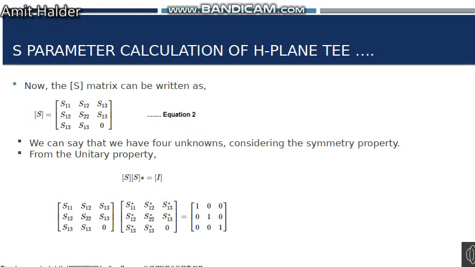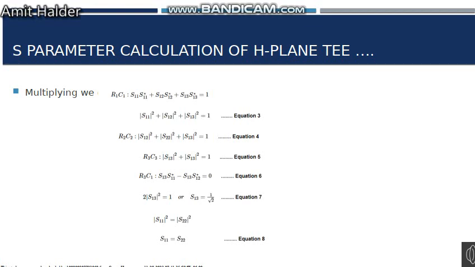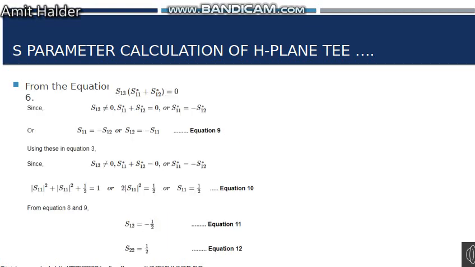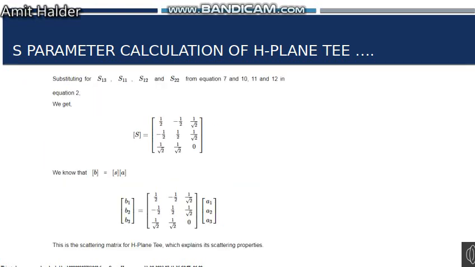Now just put in the values that you can get from the previous conditions. Now the conditions apply. You have 4 unknowns, considering the symmetry property. Again you get the same type of calculations for the unitary property, and you can calculate some of the variables. Now just use the same row-column multiplication. The same multiplication is there, and again from equation 6 we get this type of calculation till equation 9, and after that we just get the values for S11, S22 and so on.